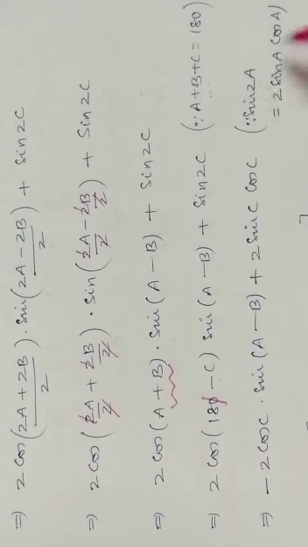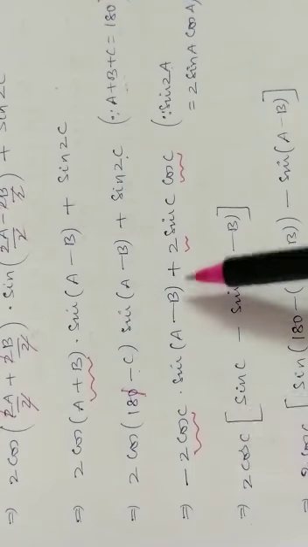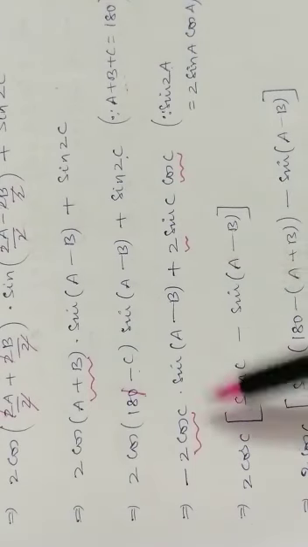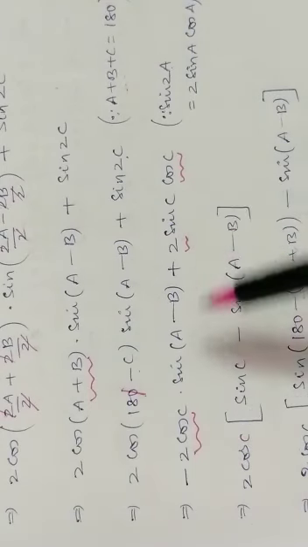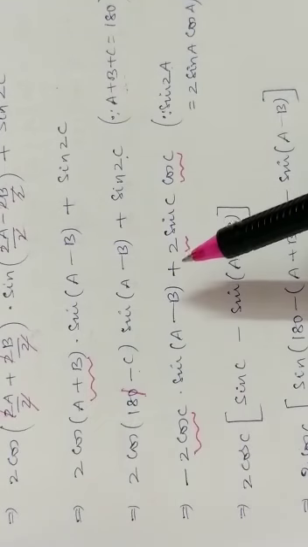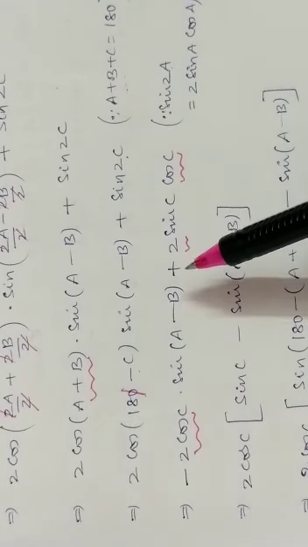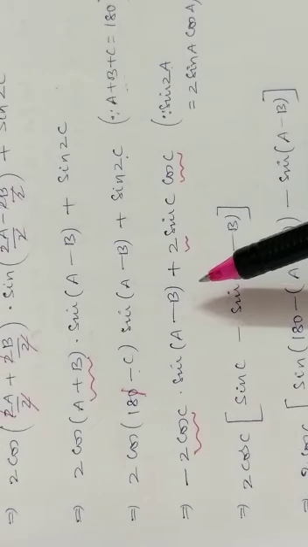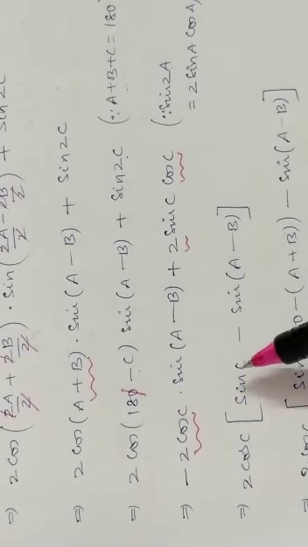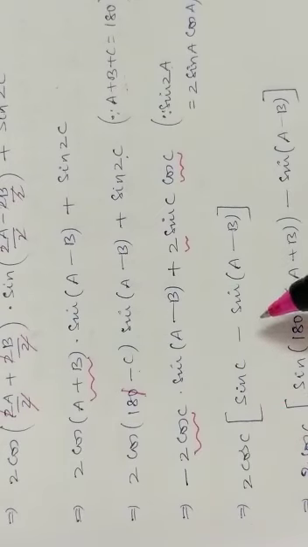If you observe, 2 cos c is common in both the terms, of which one term is negative, the other term is positive. In our calculations, if one of the term is positive and one of the term is negative, better write positive term first.